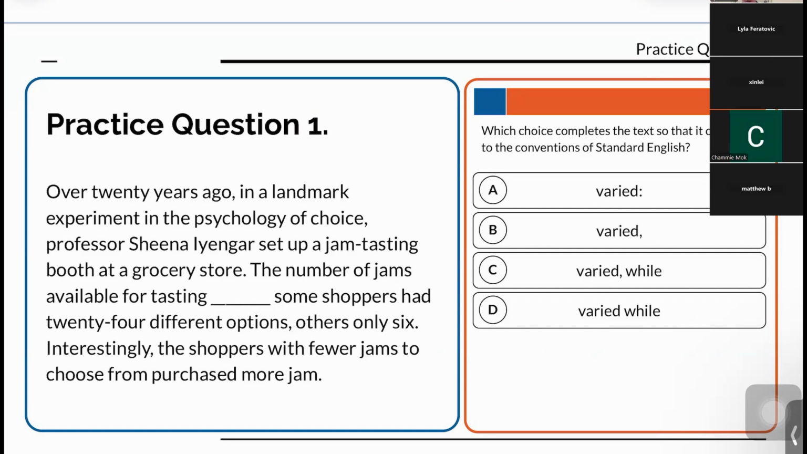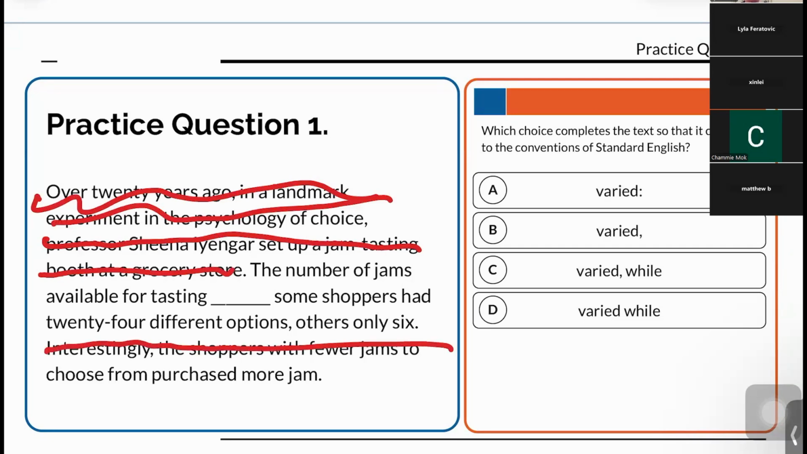So again, like I mentioned in an earlier example, when you're working with this kind of question where it's a variety of punctuation in your options, normally you only really have to worry about the sentence that the blank is in. So I can just completely ignore a majority of this information, and even this last sentence, none of that matters to me. I'm just worried about everything around the blank. So let's look for our clauses and go from there. So we have the number of jams available for tasting, and then we would fill in varied in the blank. The number of jams available for tasting varied.